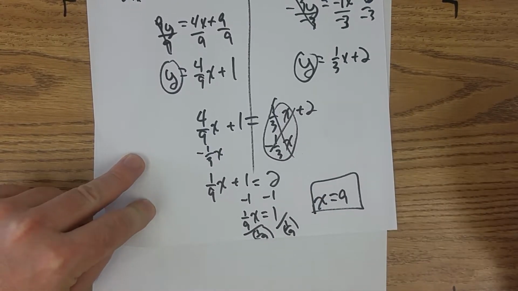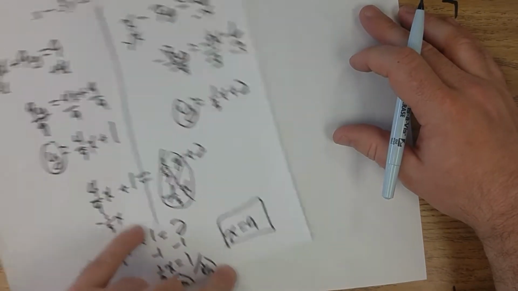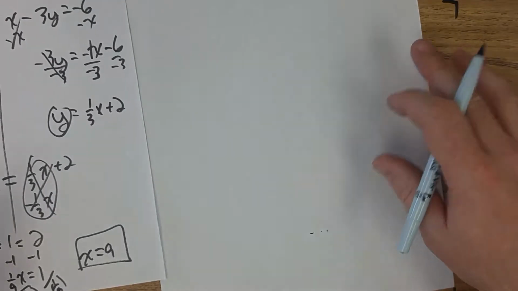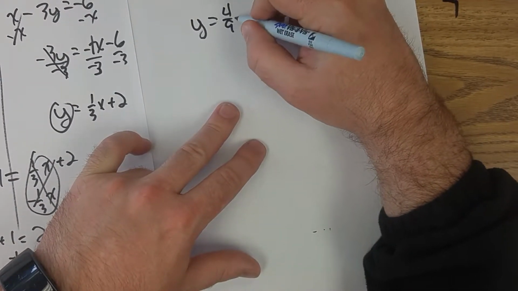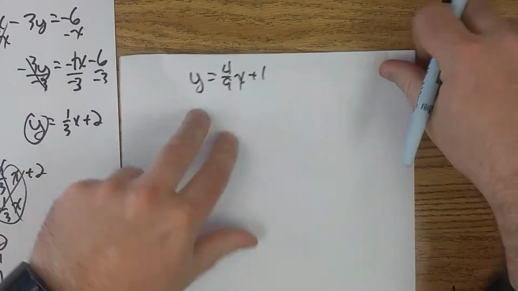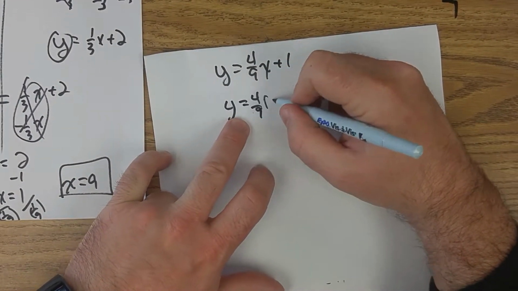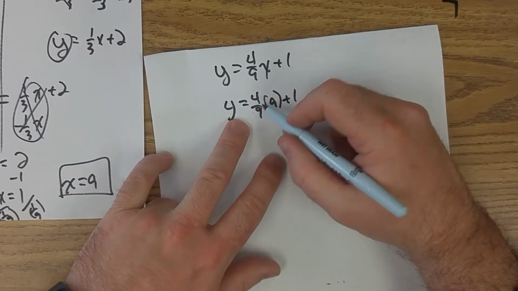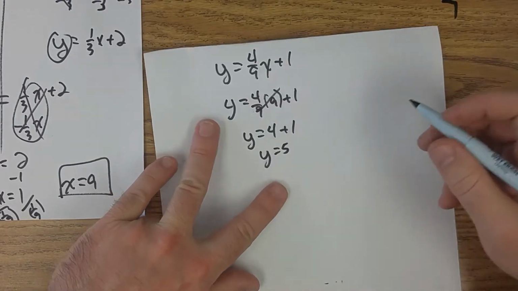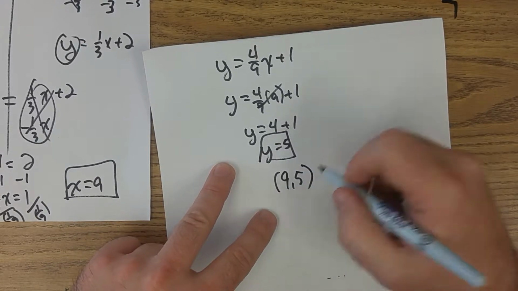That's only the first part, though. We need to find out what y is. We've got x is equal to 9. We can use either one of these equations to find y. I'm going to choose the first one: y is equal to 4/9 x plus 1. We plug in x is equal to 9, so y is equal to 4/9 times 9 plus 1. 4/9 times 9 is 36/9, which is equal to 4. So y is equal to 5. We had x is equal to 9, y is equal to 5. That is the point (9, 5).